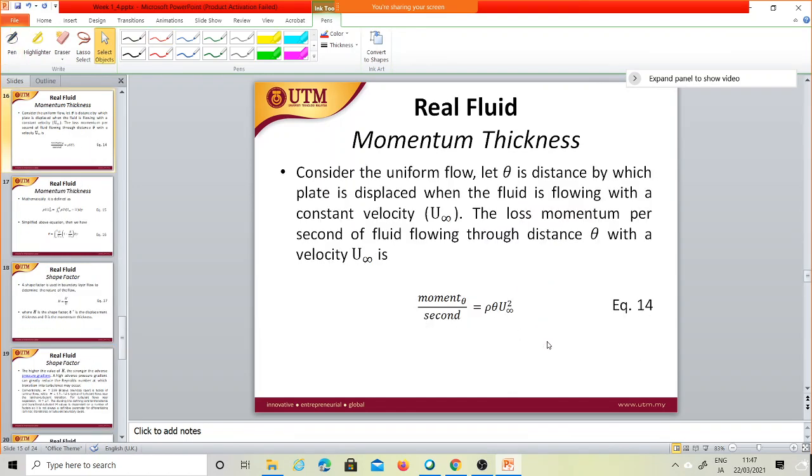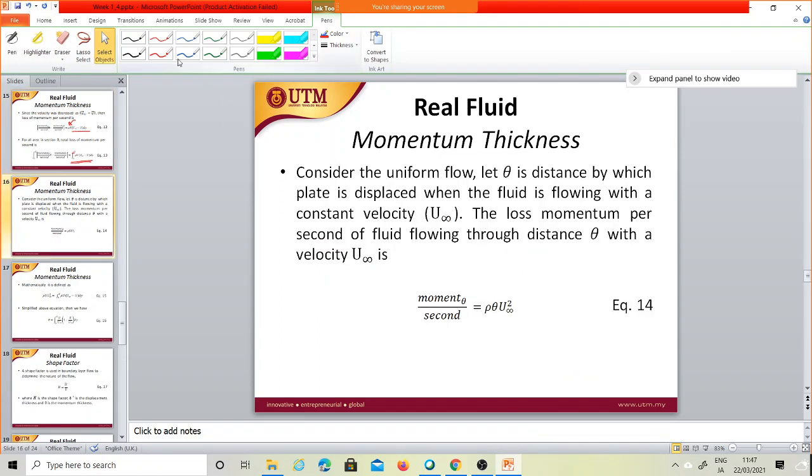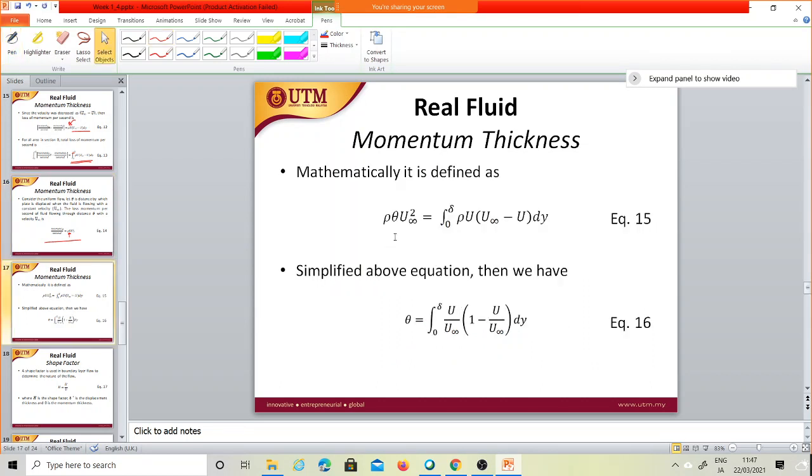So if you just consider it in a similar way, this is the ideal case of uniform flow. If you consider theta, in this case the additional thickness to compensate the momentum defect, so that should be equal to the defect. In this case, just simplify it, and you will get theta like this.